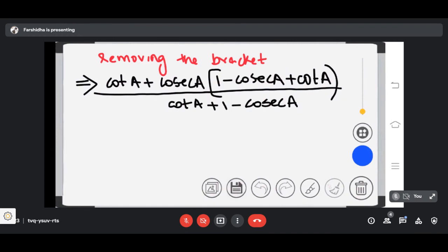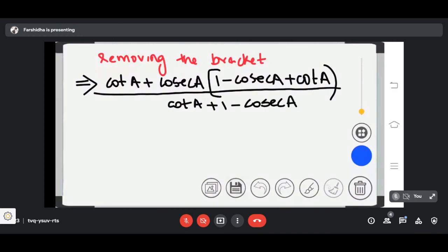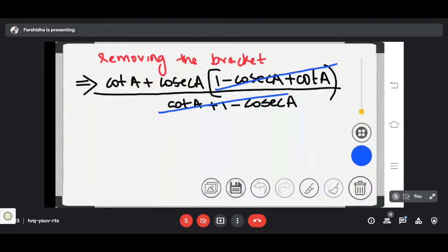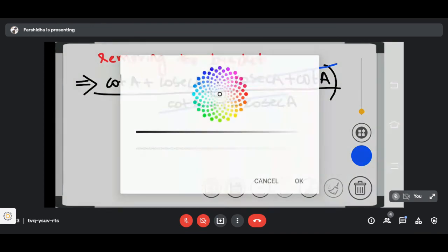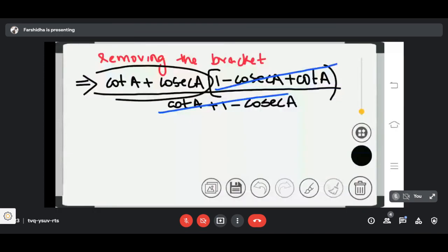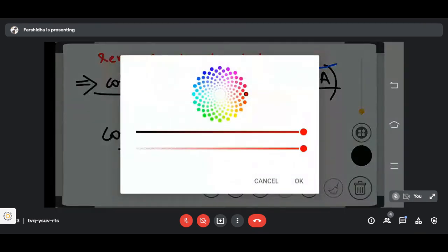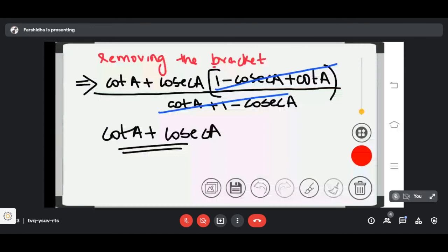Numerator it is 1 minus cosec A plus cot A. Denominator it is cot A plus 1 minus cosec A. All the terms are equal. So you can cancel this whole term and this term from numerator and denominator side. So what is remaining? Only this term, cot A plus cosec A. So whenever you're cancelling two terms, only one term will be remaining.